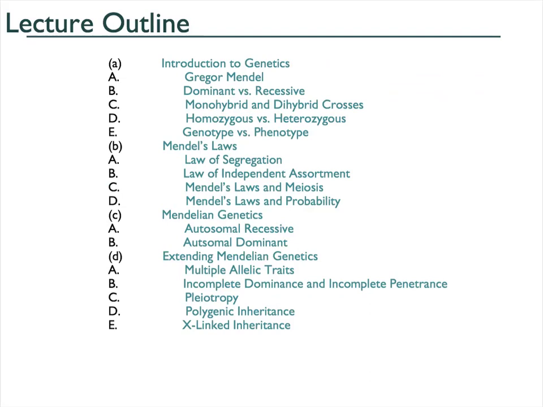When we return in lecture, after we do some practice problems, then we'll go on to talk about Mendelian genetics as it relates to autosomal dominant and autosomal recessive traits and diseases. And then we'll extend that to other patterns of inheritance, like multiple allelic traits, incomplete dominance and incomplete penetrance, pleiotropy, polygenic inheritance, and then we'll also talk about sex-linked traits.